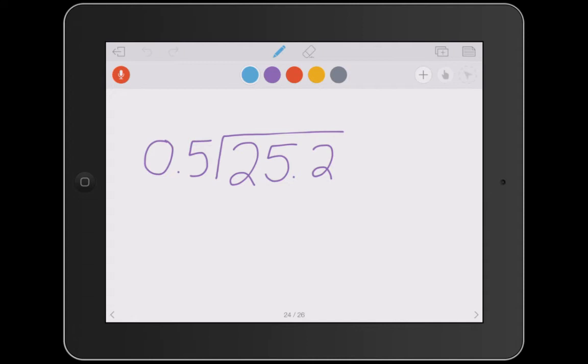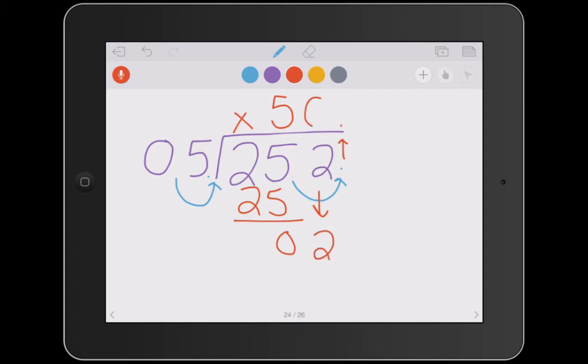Let's take a look at another one. What do I have to do? I need to swoop over that decimal 1 time. So my decimal now belongs right there. Since I swooped that over 1 time, I need to swoop it over 1 time here. So my decimal now belongs there. Decimal moves directly up, and I divide as normal. 5 goes into 2. 5 goes into 25. 5 goes into 2, 0 times 5 is 0.